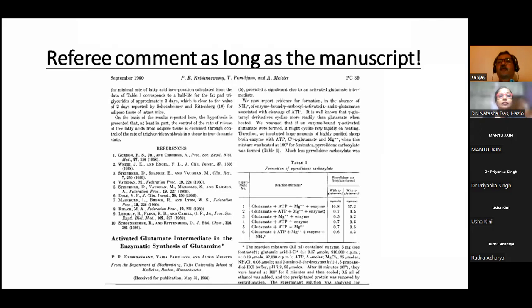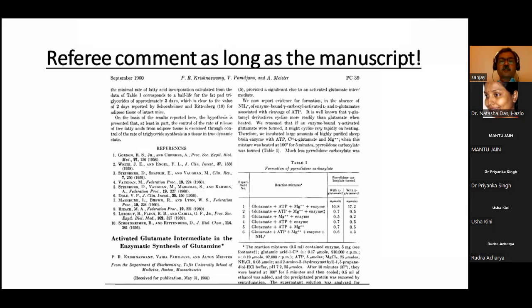Here's something: referee comments as long as the manuscript. This, as you can see, is about the activated glutamate intermediate in the enzymatic synthesis of glutamine. The first author, P.R. Krishnaswamy, was my ex-boss. In 1999, he told me about this paper, which he submitted in 1960 and which was published in the Journal of Biological Chemistry, JBC, which is one of the big journals, in fact the biggest journal in biological chemistry. He told me that the paper he submitted had referee comments which were as long as the manuscript they had submitted. And not only was this then published, and this is excellent.